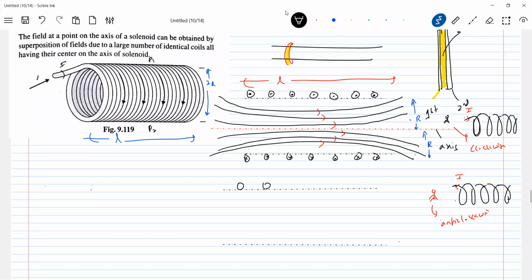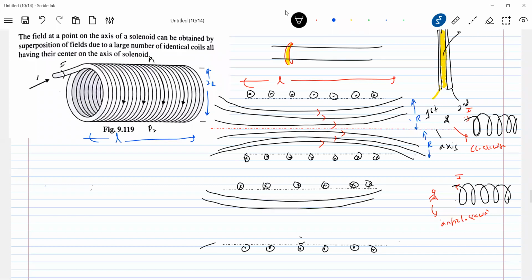So this should be the current here into the plane. Here will be out of the plane. The lines are the same as what we drew earlier, only the direction of the arrows will be opposite.